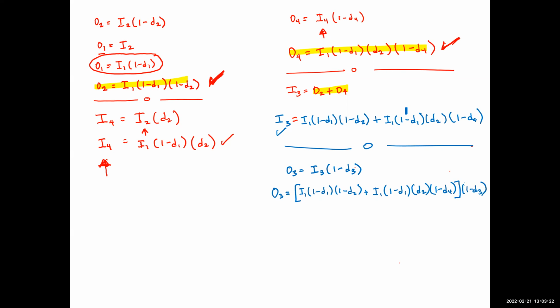And as you can see now, I have an expression in terms of the unknown, which is I1, and the rest of the information I know. I know D1, D2, D3, and D4, and I know O3. O3 is 5,000. So I can solve for I1. I1 is going to be equal to, I have to take this out, I have to do some math here. I1 times 1 minus D1, 1 minus D2, plus 1 minus D1, D2, 1 minus D4, and all that times 1 minus D3.